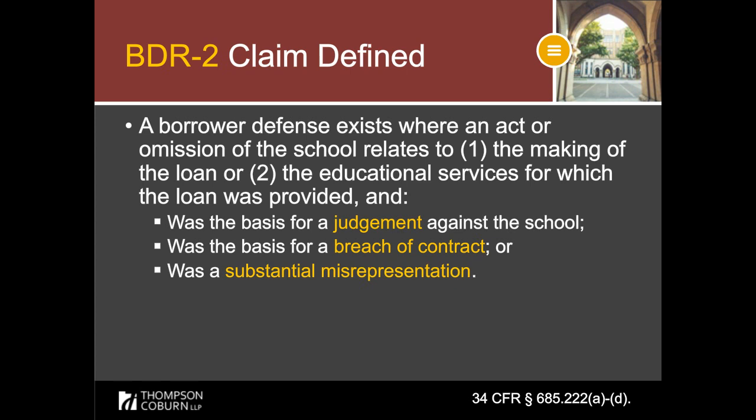In addition to having this act or omission that satisfies one of these two elements, a borrower would also have to show that the act or omission was the basis for a judgment against the school, was a basis for a breach of contract, or was a substantial misrepresentation. Let's break each of these down.